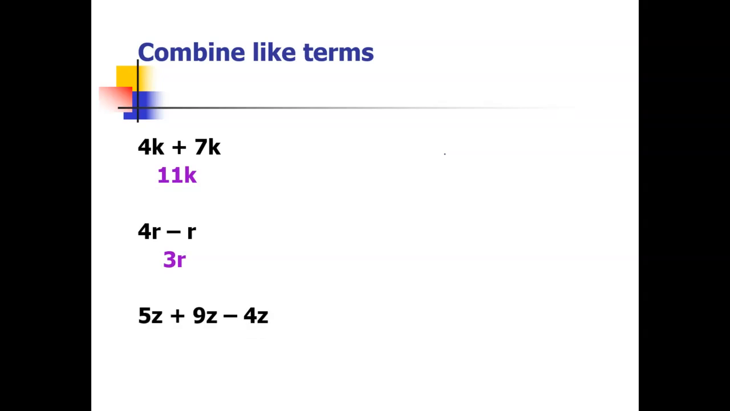Let's try one more. 5z plus 9z minus 4z. They all are like because they all have a z in them. 5 plus 9 is 14. 14 minus 4 will be 10. The answer will be 10z. Let's try a few more.